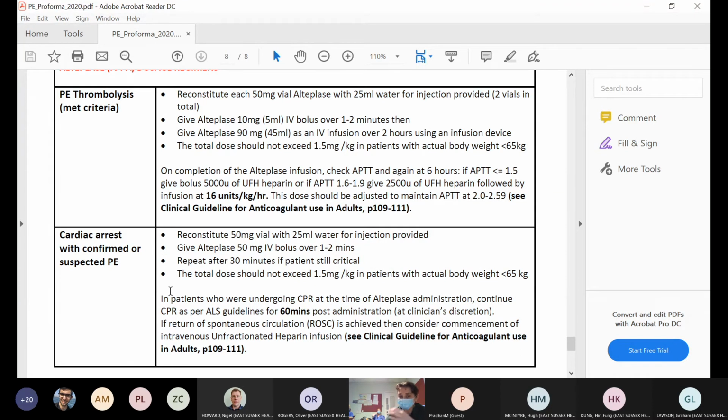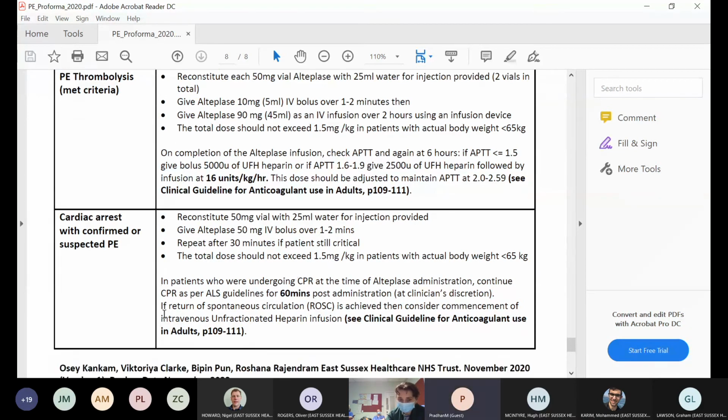So with cardiac arrest, you give 50 alteplase, and from the moment you give alteplase to a suspected PE patient, you have to continue resuscitation for at least 60 minutes from the administration of alteplase. That is the latest update about ALS.